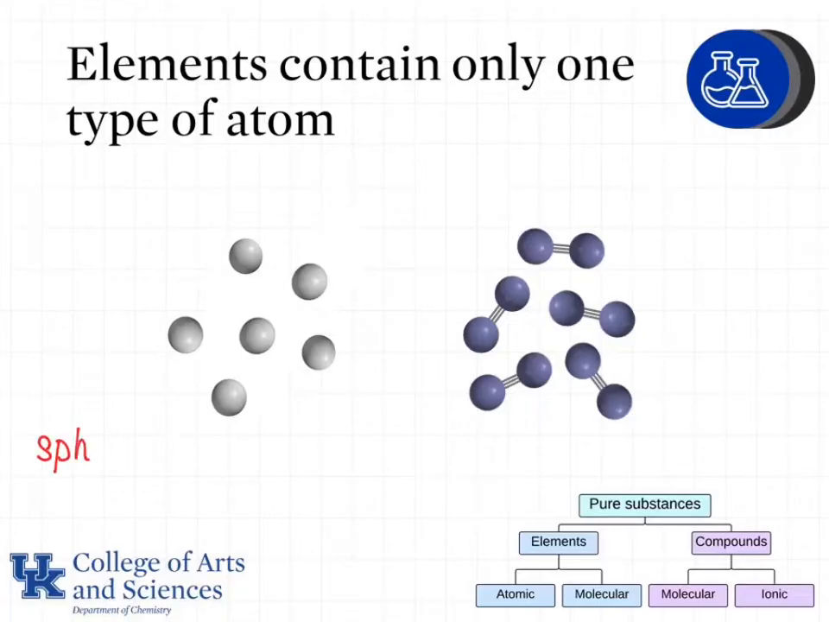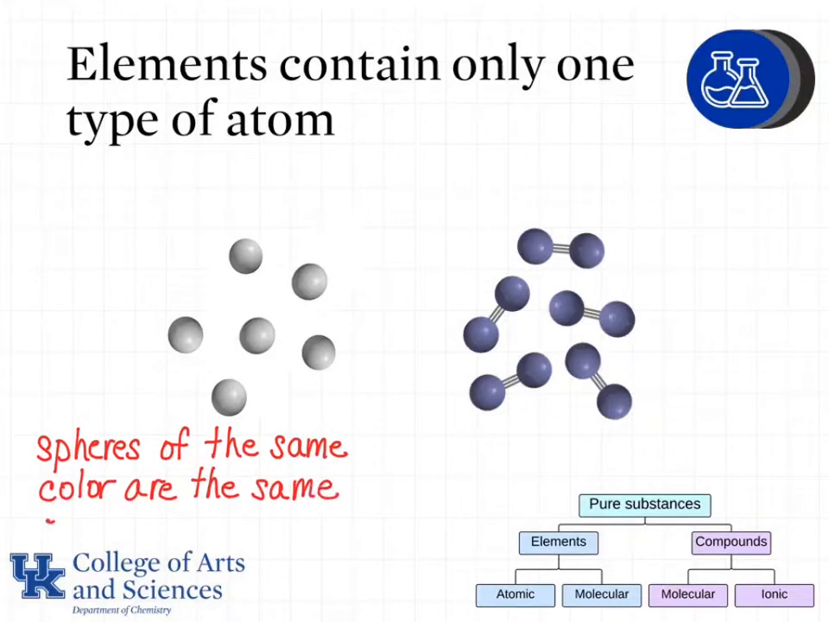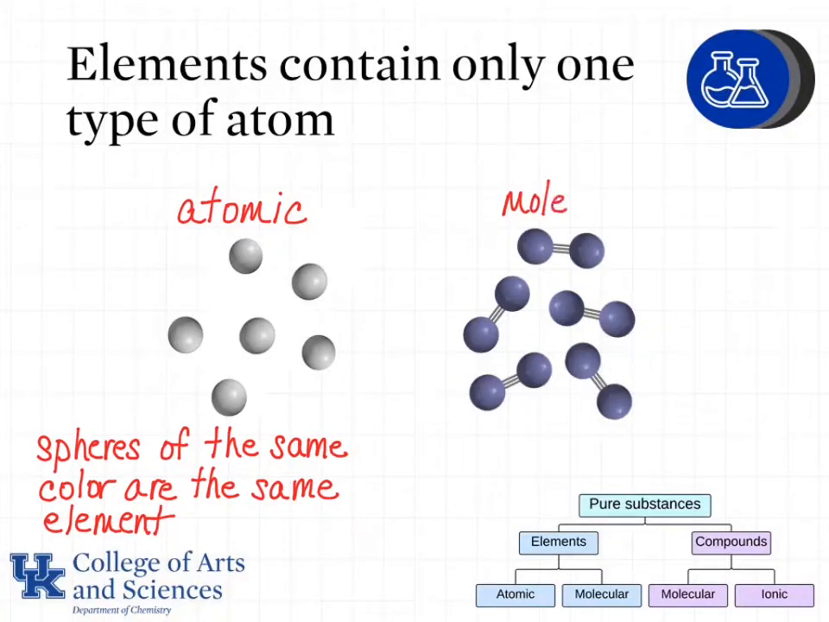Note that we use the colors to represent that spheres of the same color all represent the same type of atom. So on the left, where we have the gray spheres, those are representing a single element. On the right, we see that we have spheres that are connected to each other, but they're all the same color, and so all of those spheres also represent the same type of element. On the left, these are known as atomic elements because they exist as individual atoms in nature. On the right, these are known as molecular elements because in nature they are connected to other atoms.